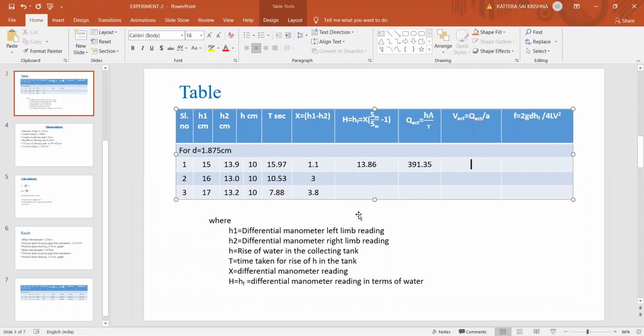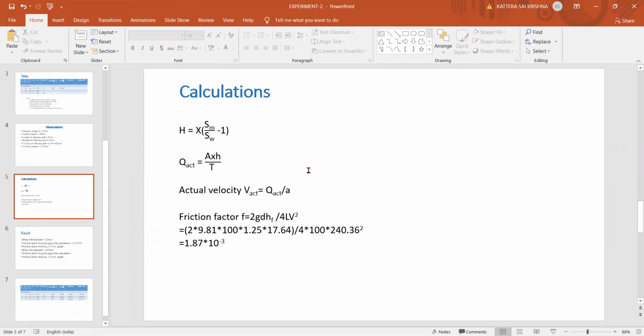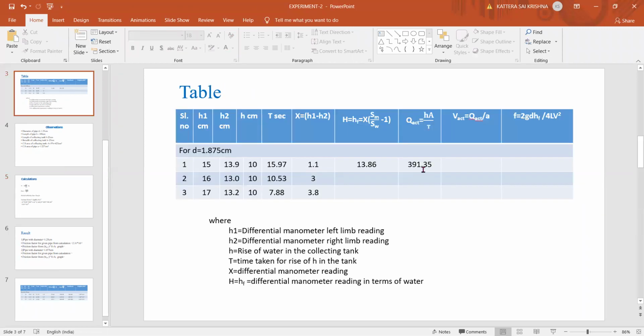Okay, next V actual, Q actual by A. A here we will change. Remember, small a for diameter. Since the diameter is changed, area value will be changed here. First find that area, small a equal to pi by 4 into 1.875 centimeter square. You do that first. For the second reading, find the small a value first. Yes, small a, how much? So 2.76 centimeter square.